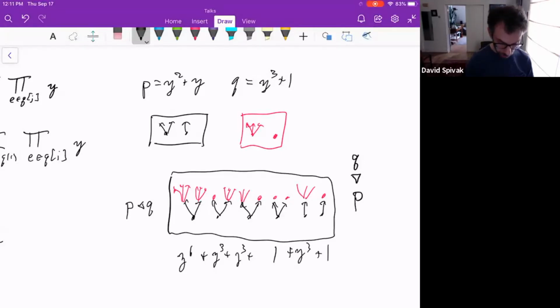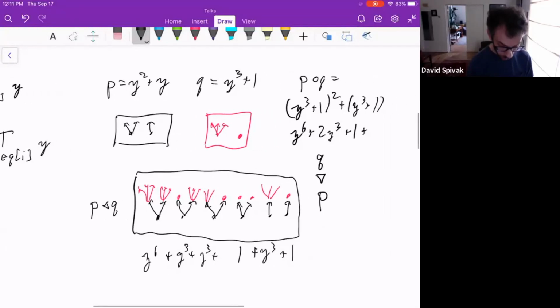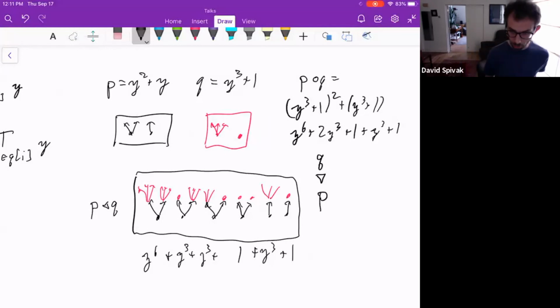And so it's telling me that if I compose p and q, I'm supposed to get that. Well, p composed q is basically (y cubed plus 1) squared plus (y cubed plus 1). And that indeed is y to the 6th plus 2y cubed plus 1 plus y cubed plus 1, which is y to the 6th plus 3y cubed plus 2. And so there's the picture. Again, this little triangle symbol means draw q trees on top of p trees, but it also just means compose. Okay.